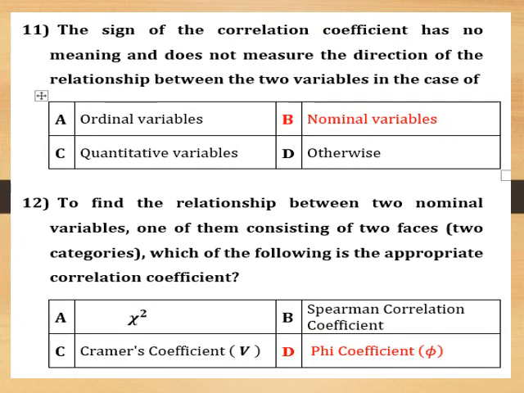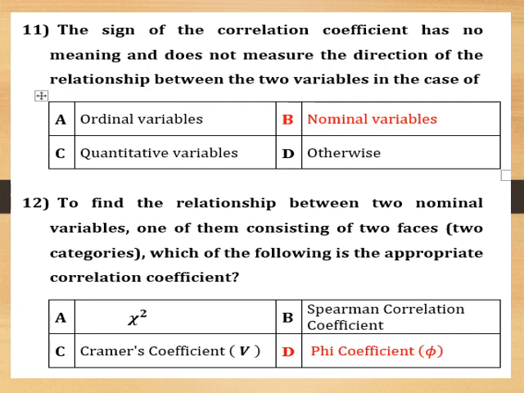Number 11, the sign of the correlation coefficient has no meaning and doesn't measure the direction of relation between the 2 variables in the case of... This occurs only in nominal variables, and the appropriate correlation coefficients are the phi correlation coefficient and Cramer's correlation coefficient.